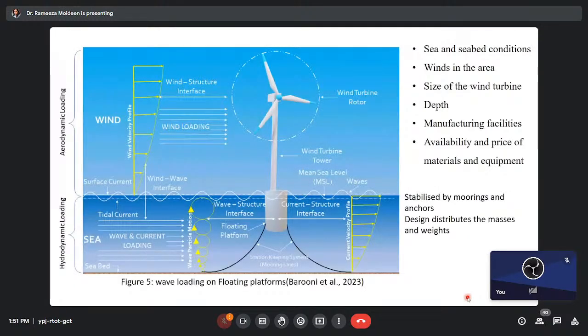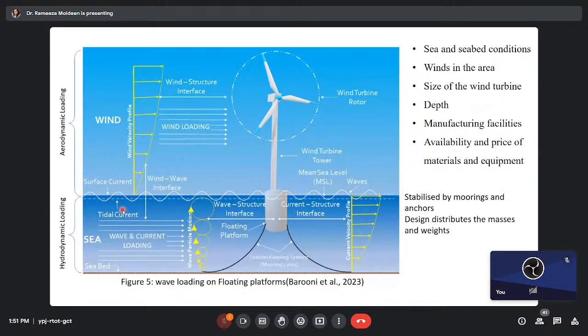But as we said, it is a very interdisciplinary area where the aerodynamics part has to be properly considered, and fluid structure interaction is another important thing. So this shows the current profile. Current will be higher at the top and then come down, and then this is the wave. The wave velocity distribution is like an ellipse, which will be higher and then reduce towards the bottom.